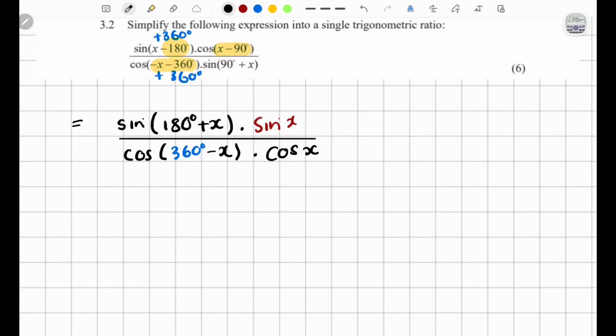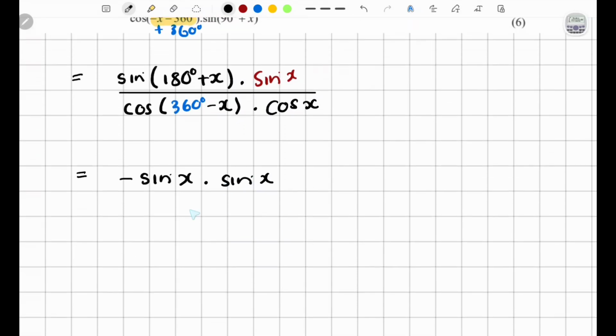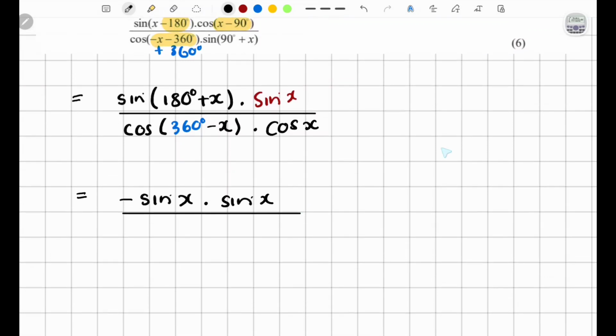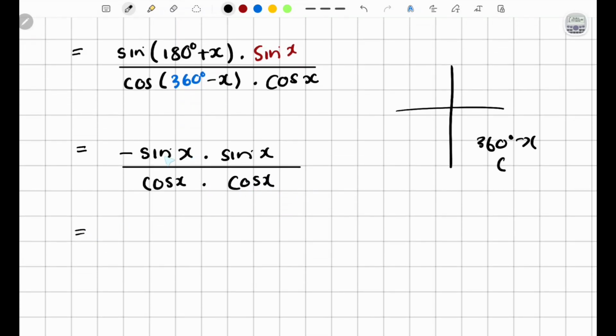Okay, now look at what we have. We still have some reduction to do on top. You saw how sine 180 degrees plus x becomes negative sine of x because this is tangent quadrant. Sine is negative there. Multiplied by positive sine of x. And then we have cos 360 minus x. 360 minus x appears in cos's quadrant, and cos is positive in that quadrant, so this gets reduced to positive cos of x being multiplied by cos x. Okay, so you see what we have here is this negative being multiplied by this positive. It's just negative sine squared of x over cos squared of x.